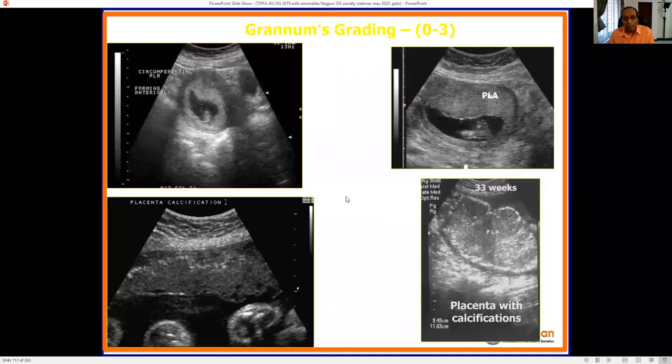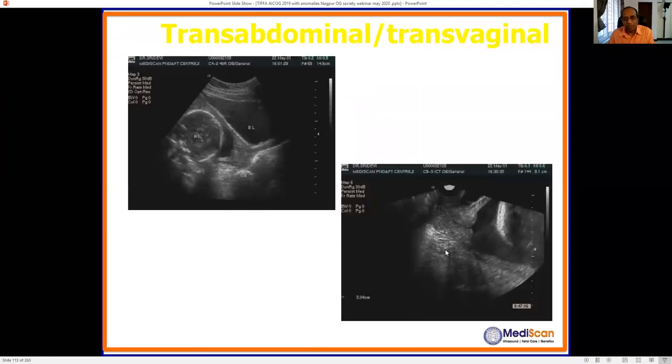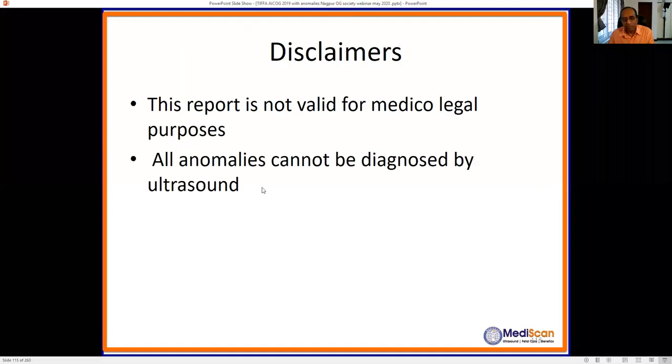Now, placental grading: never done. It's obsolete, and please do not report grade 1, grade 2, grade 3. And also, when you do want to evaluate the cervix, always do it transvaginally.